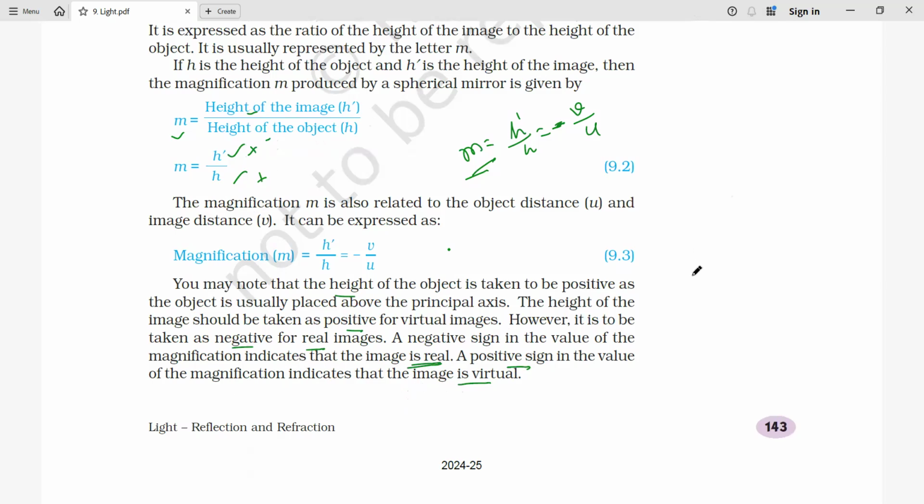So on the basis of the m value, if m is less than 0, meaning negative, which type of image formation takes place? Real image formation takes place, real and inverted. If m is positive, then the image is virtual and erect. So you see that in case of a concave mirror, in only one case do we have a virtual image: when the object is placed between the pole and focus.